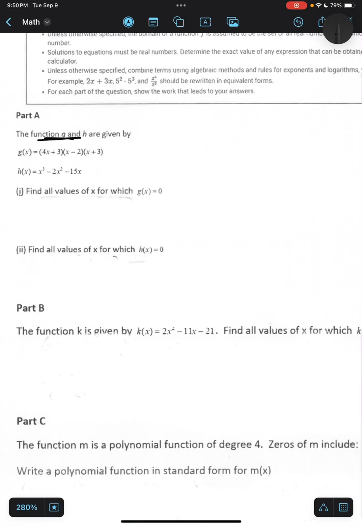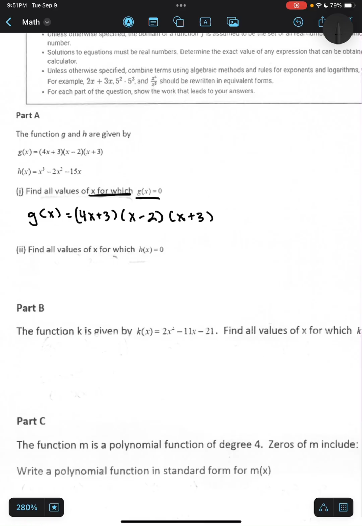Okay, the functions g and h are given, and this is them. So find all of the values of x for which g of x equals 0. That means find the zeros. And g of x, we are given, is (4x plus 3)(x minus 2)(x plus 3).